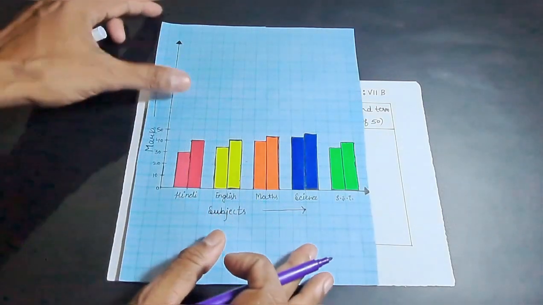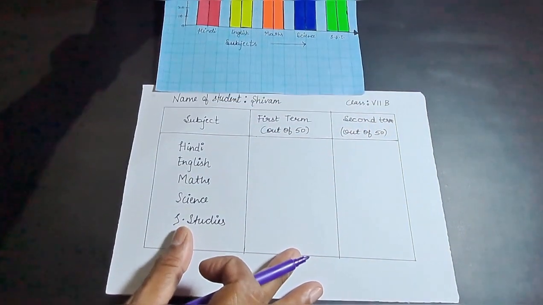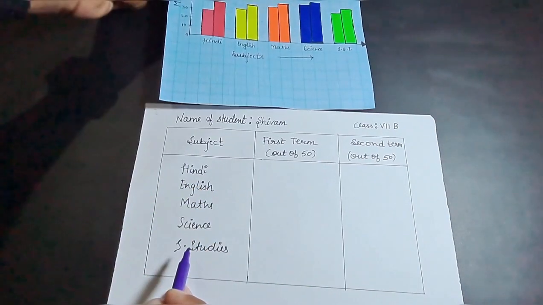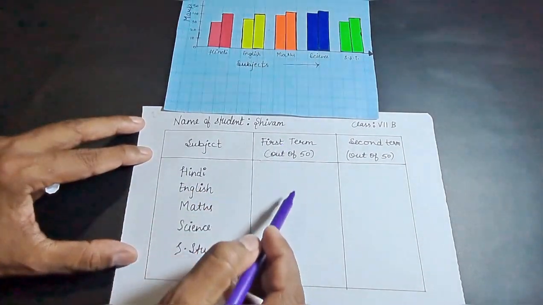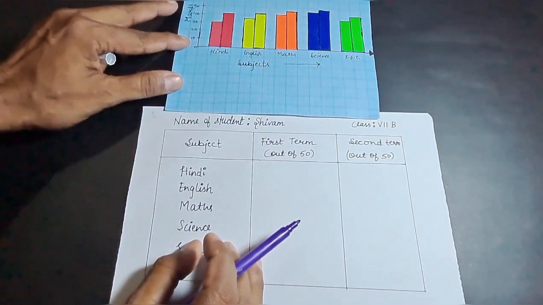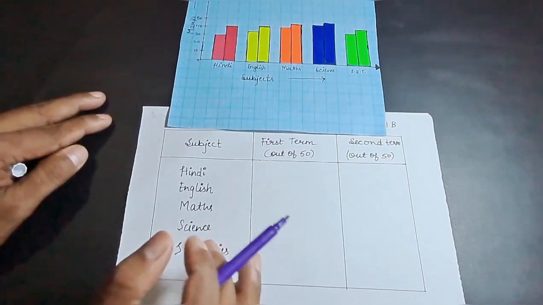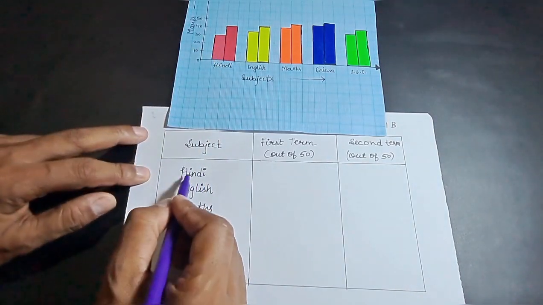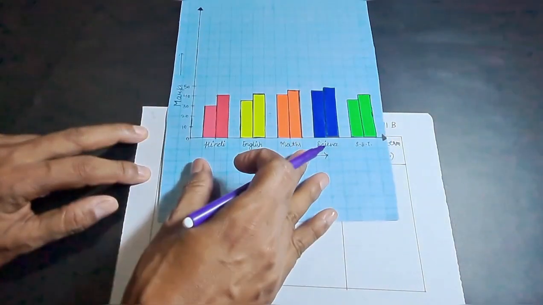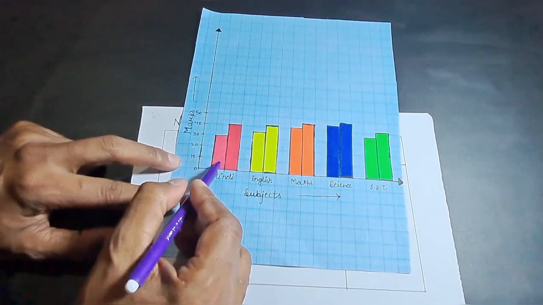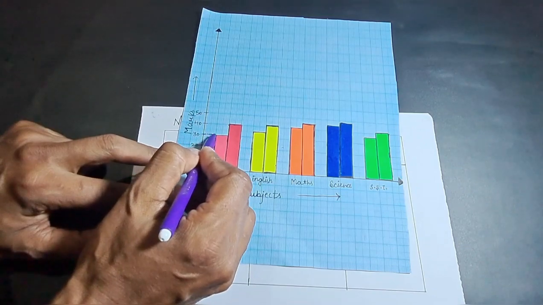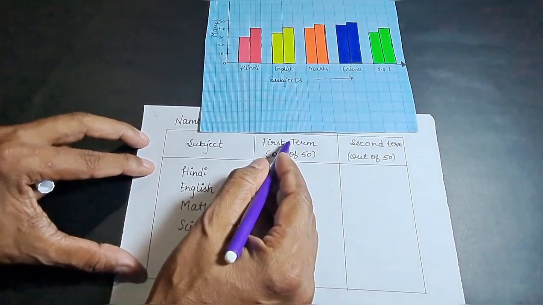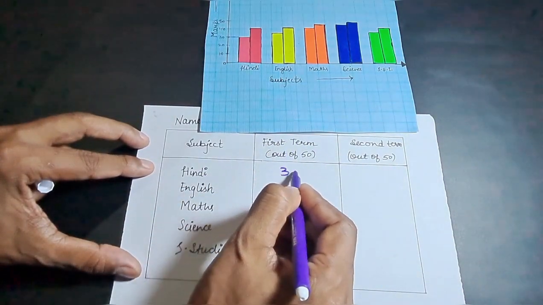As you can see here, we have drawn another table in which we have the subjects in the first column and then the first term marks and the second term marks. By reading this graph, we are going to find out how many marks were obtained by Shivam in Hindi in the first term. If you see carefully, this vertical bar is exactly coinciding with 30 on the y-axis. So corresponding to Hindi and the first term, the marks obtained will be 30.